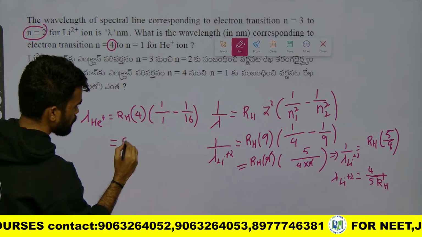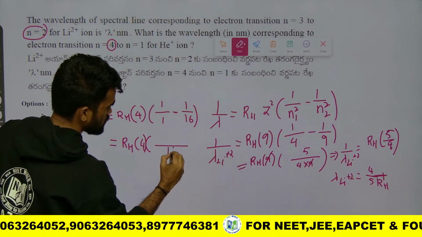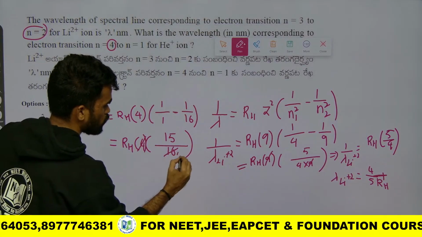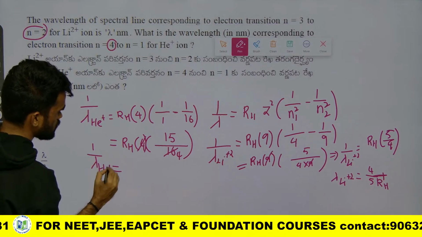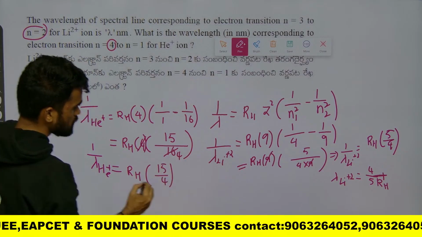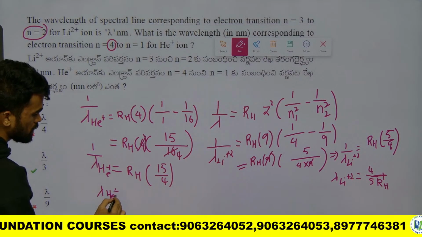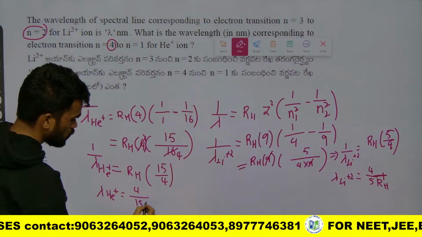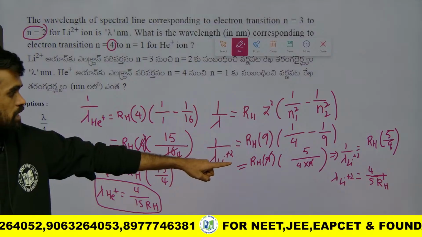From this, RH into 4, and here in this bracket what will we get? 16 minus 1, 15, you can write like this, and 4 cancels with 4. So finally, 1 by lambda of helium plus equals RH into 15 by 4. This is the value we got. I want lambda of helium, so just take the inverse of this: 4 by 15 into RH. Yes, we got the values for both lithium and helium here.